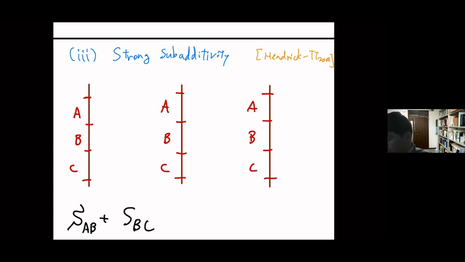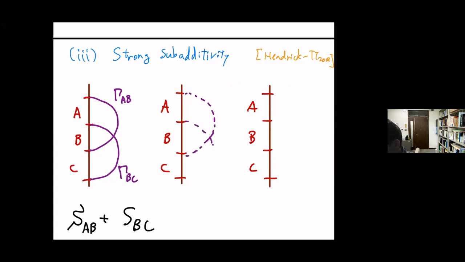Let's calculate this. AB is this region, so your surface is like this. This is gamma AB, and the other one is gamma BC. But we can just write the same curve and name this one, which looks like a cusp, some surface for B. Also, you can think of the other one as some surface for ABC, prime ABC.